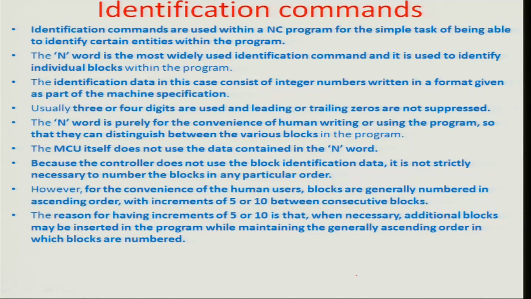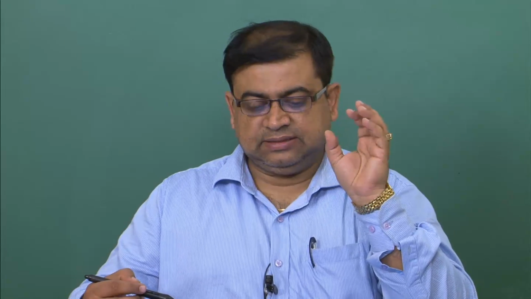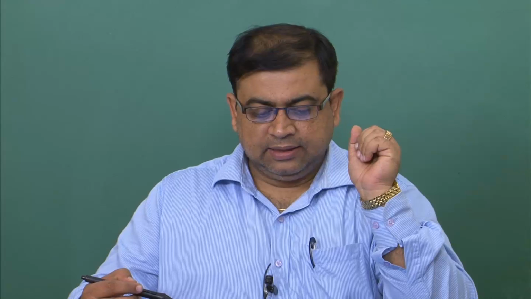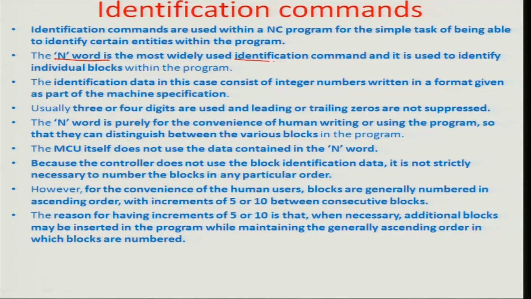We have also mentioned in detail the identification commands, which are really the address for a given block, the start of a given block. We generally address this with the letter N, and the N word is the most common identifier for an individual block. Although the MCU itself does not use the data contained in the N word, it is used as an indexing tool, so that you can see what comes first in sequence and what comes later.